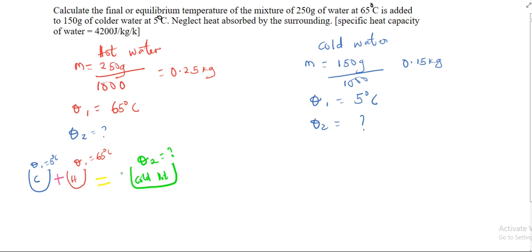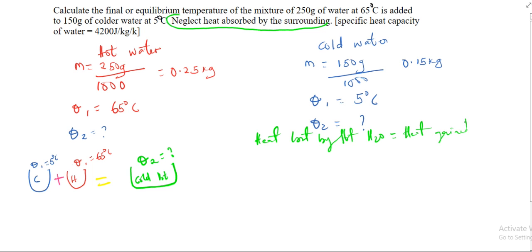Now, what we'll be using to solve this question is simply the conservation of heat energy. So heat lost must be equal to heat gain. The heat lost by the hot water must be equal to the heat gained by the cold water. After all, we are to assume that what? We are to neglect heat absorbed by the surrounding. So we assume that the heat lost by the hot water is equal to the heat gained by the cold water. So heat lost by hot water is equal to heat gained by cold water.